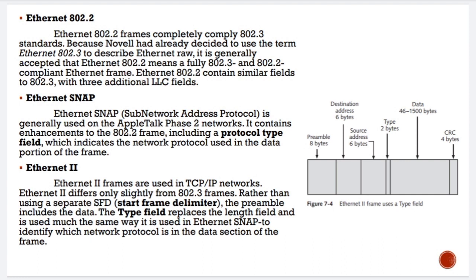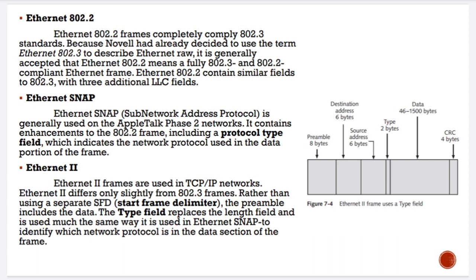Ethernet SNAP, or Subnetwork Access Protocol, is generally used on AppleTalk Phase 2 networks. It contains enhancements to the 802.2 frame, including a protocol type field, which indicates the network protocol used in the data portion of the frame.